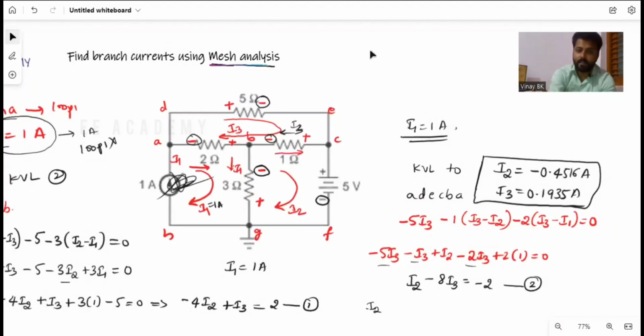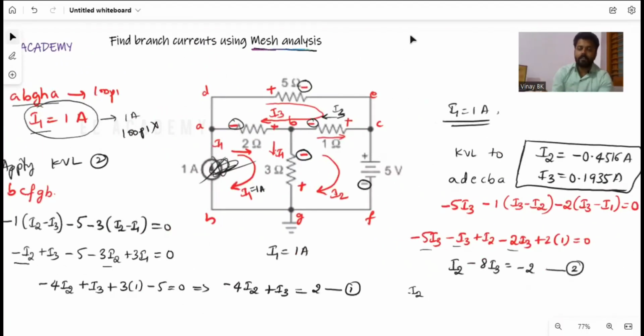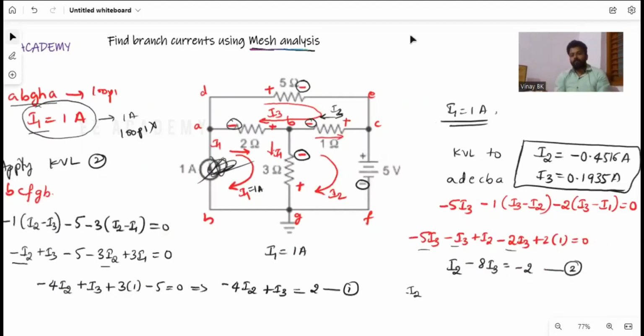This is a supermesh analysis problem, where there is a current source, you just neglect that loop. Suppose the current source is in between two loops, then you neglect that current source branch and apply KVL. So what I have done here, I am neglecting this current source branch. You already know the value of this current, so you are neglecting this loop and applying KVL to the other loops. Like that you need to find the unknown values of current. I hope you are understanding the problem.